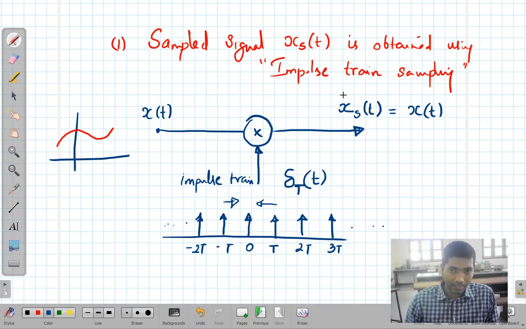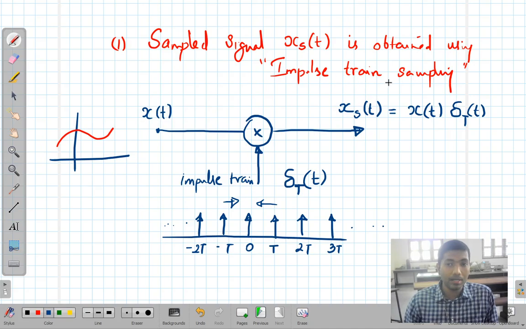So the sampled signal x s of t is equal to x of t multiplied by del of t with suffix capital T. This is one of the important concepts: a sampled signal can be obtained by using impulse train sampling, or we are sampling the signal using a train of impulses, denoted by del T of t. Now, what is this del T of t exactly?